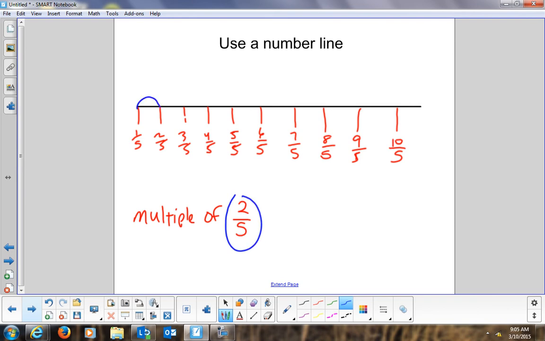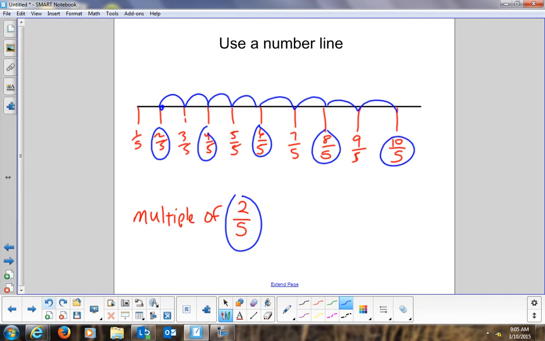I'm going to start off at 2/5. So I'm going to start here at 2/5, right? Because that's where it tells me. So I'm going to jump 2. 1, 2. So a multiple of 2/5 is 4/5. I'm going to jump 2 again. 1, 2. 6/5. 1, 2. 8/5. 1, 2. 10/5. Okay, so you kind of see how that started.